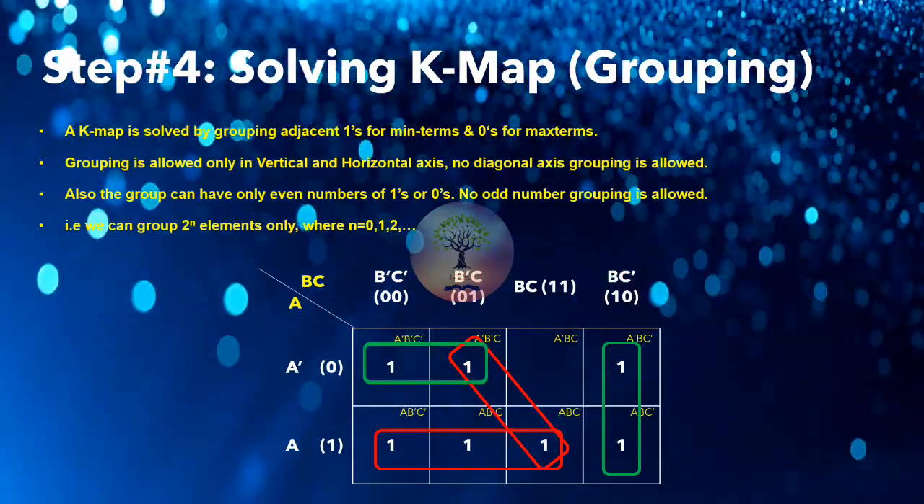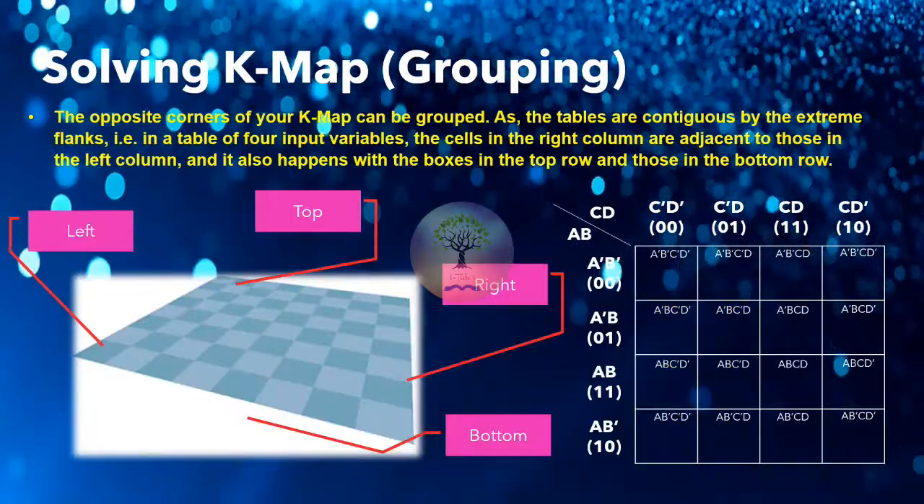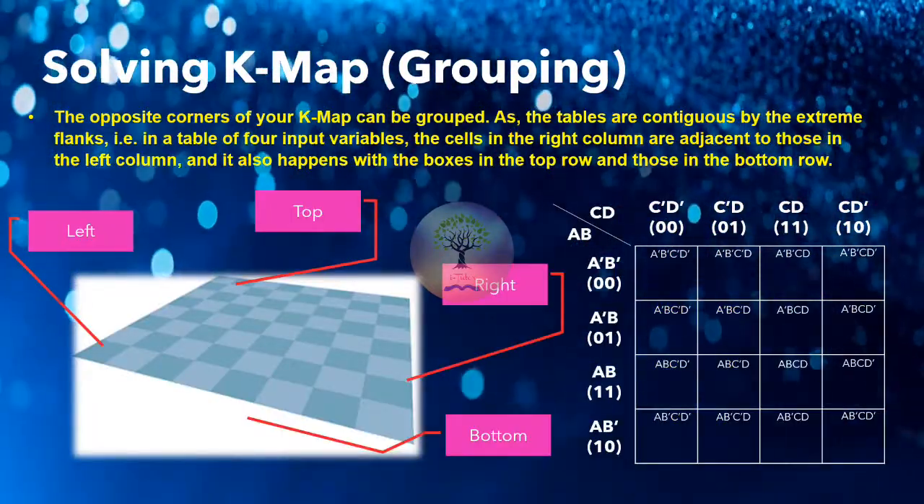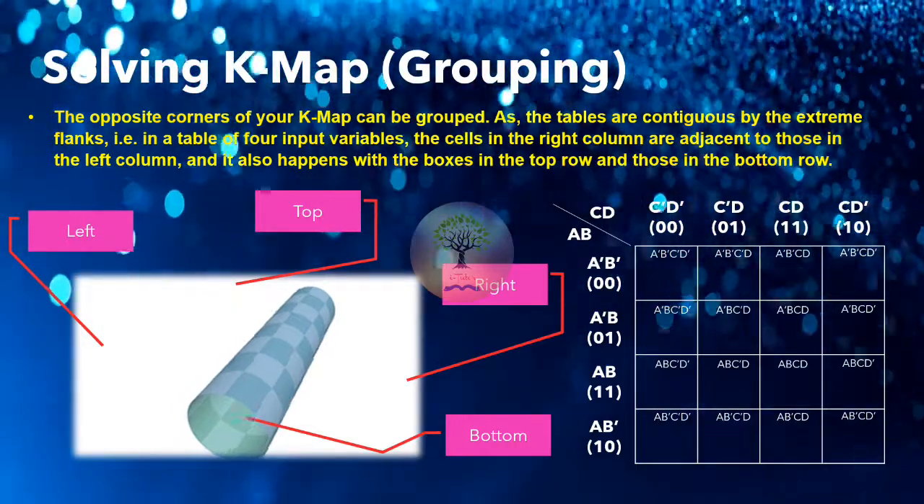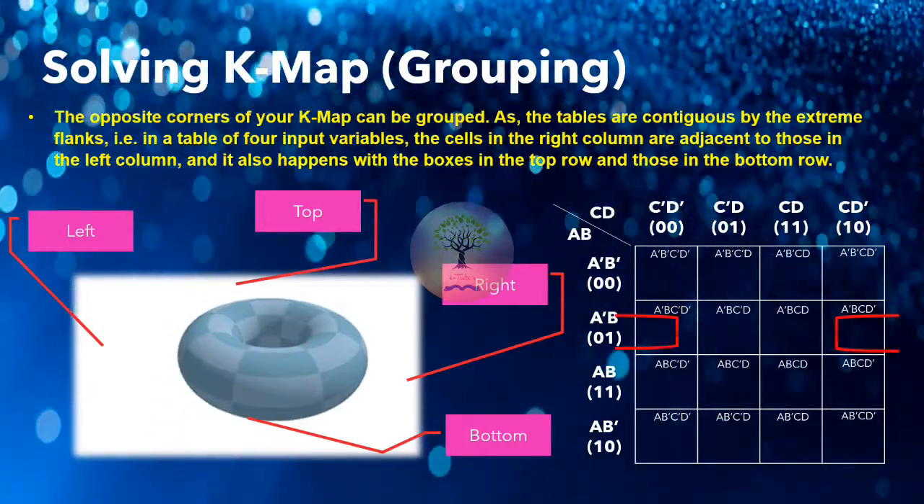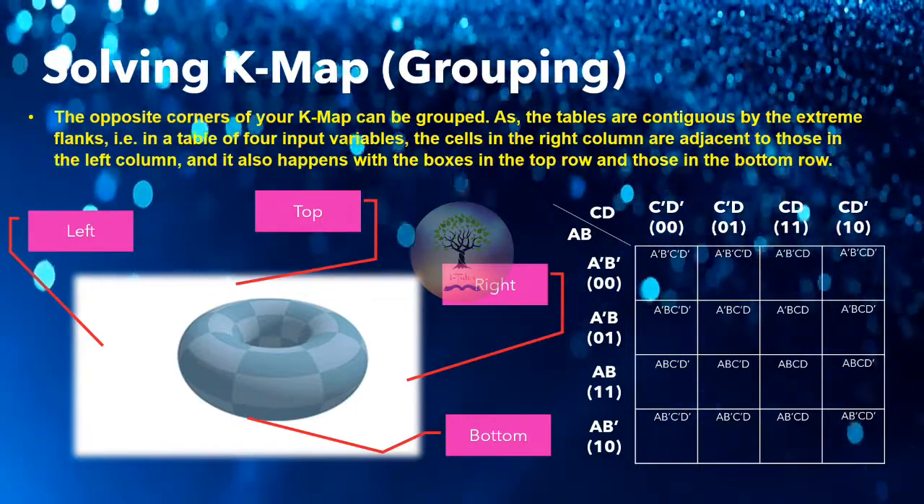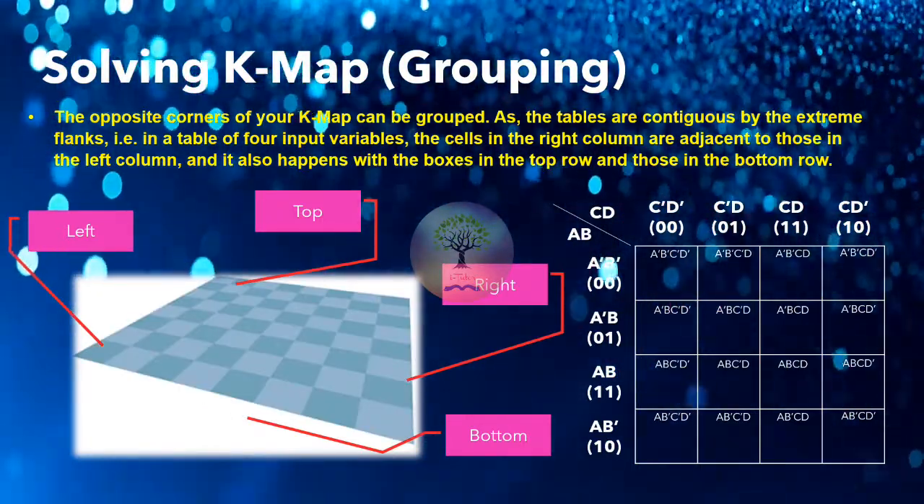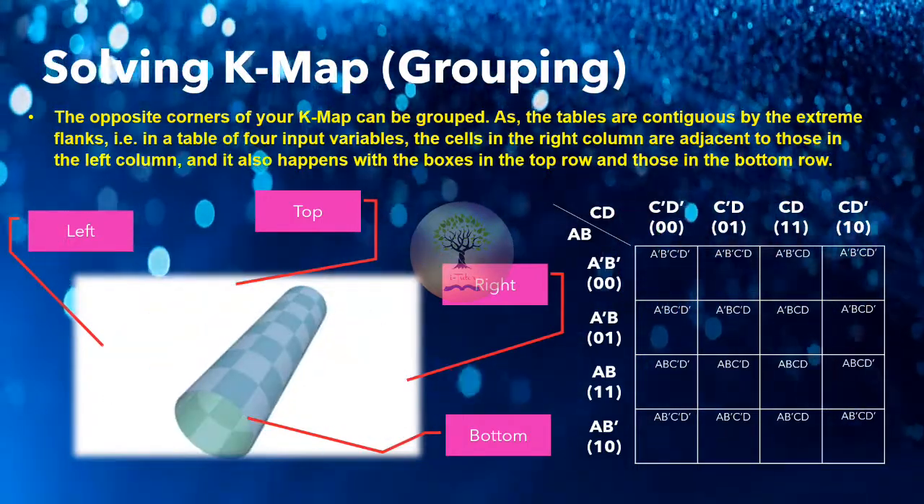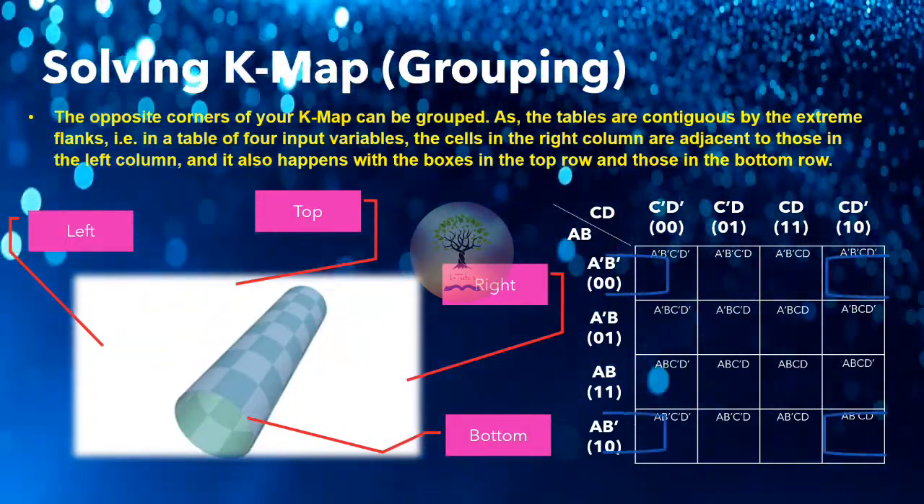The opposite corners of your KMap can be grouped, as the tables are contiguous by the extreme flanks, i.e. in a table of 4 input variables, the cells in the right column are adjacent to those in the left column, and it also happens with the boxes in the top row and those in the bottom row. Step number 5. Finding minimal term.